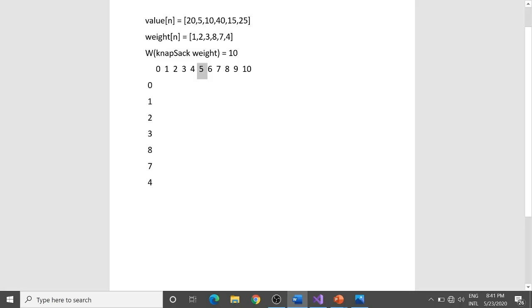Now what are these rows and what do they signify? These rows are actually the weights of each and every element. This is the weight of my first element, weight of my second element, third element, fourth element, fifth element, and sixth element. These are actually this array I am talking about.